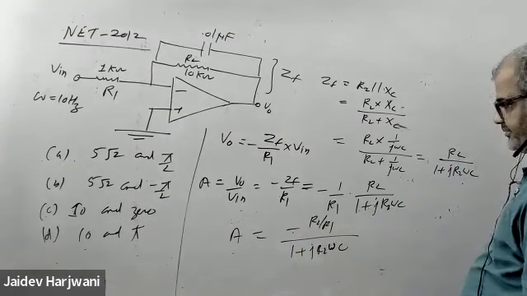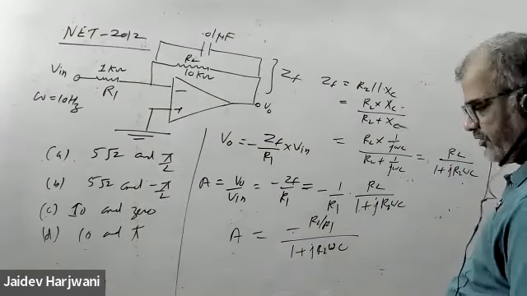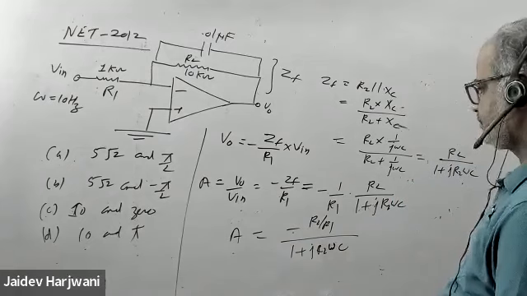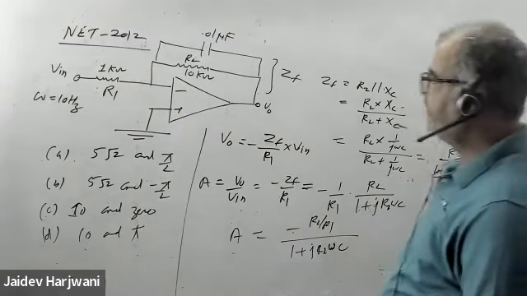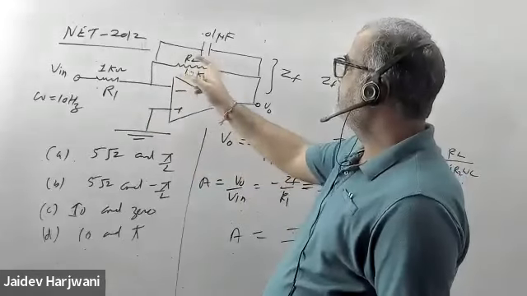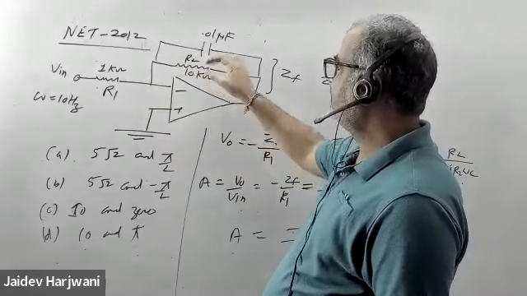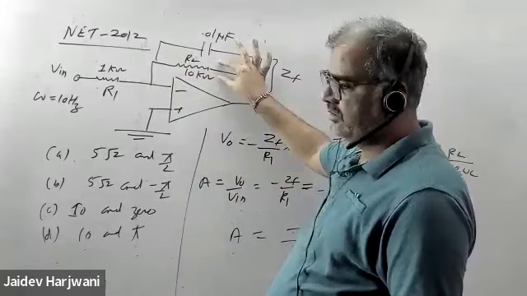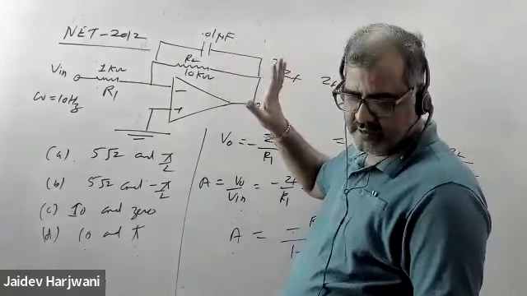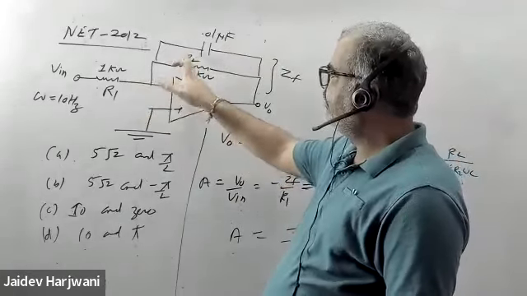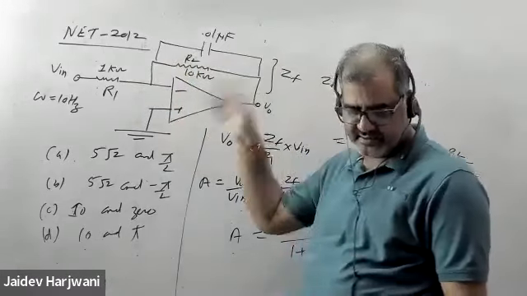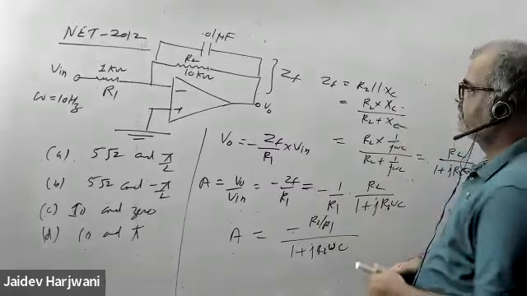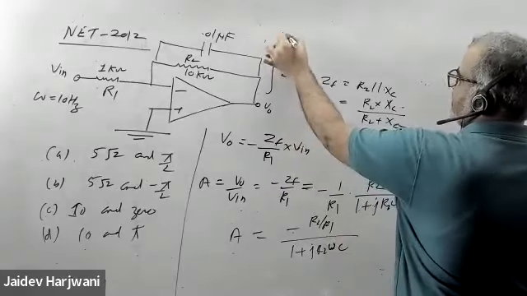Put the values and tell me what is the magnitude of gain. First, you check: if I apply high frequency, this becomes short, then this total becomes 0. That means your gain becomes 0. If I have low frequency, this becomes open, so this is a simple inverting amplifier. That means it's a low pass filter. Are you getting this one? This is a low pass filter.